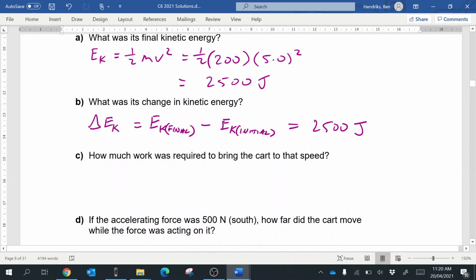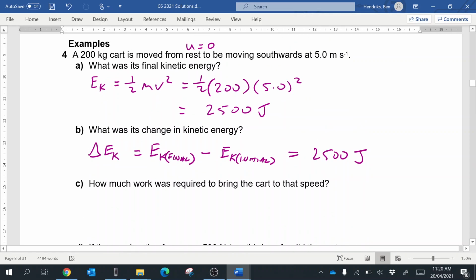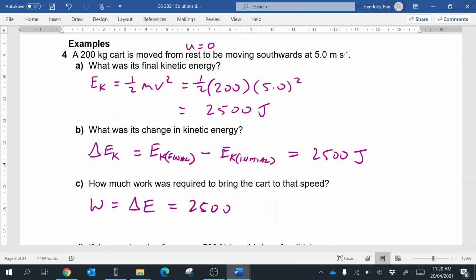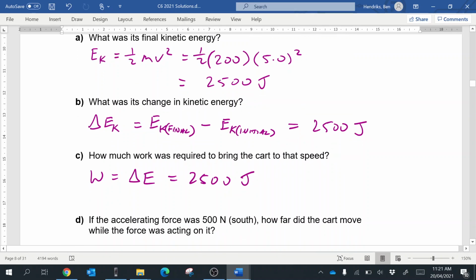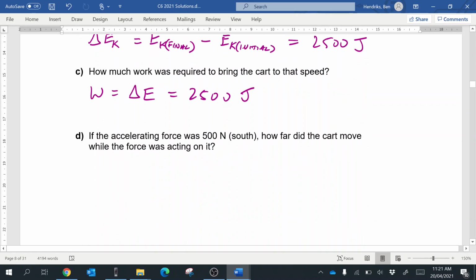How much work was required to bring the cart to that speed? Well, work is equal to change in energy. So that's also going to be equal to 2,500 joules. We had to provide the cart with 2,500 joules of energy to get it up to that speed of 5 meters per second. Okay, so the work done, or the work required, was that.